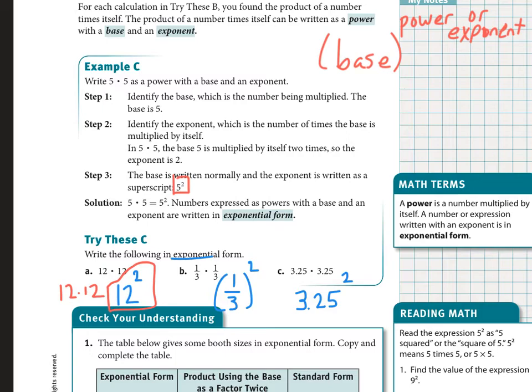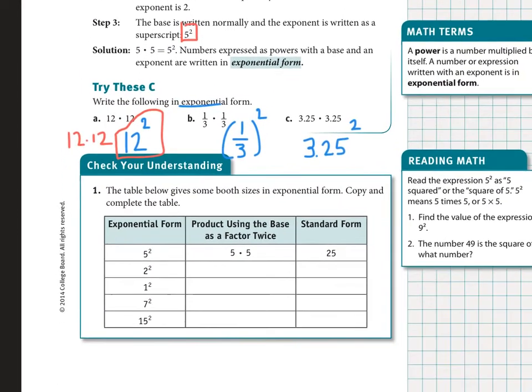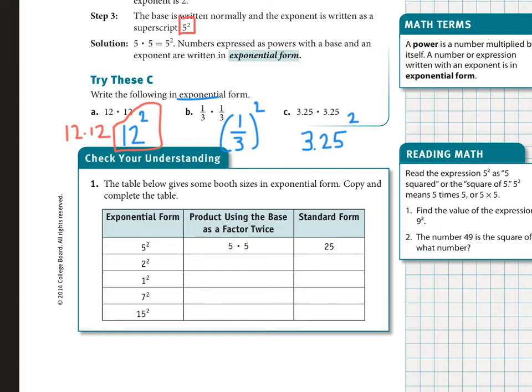Okay, let's look at the next problem down here and see if we can use it. The table below gives some booth sizes in exponential form. Let's copy and complete the table. This will be good practice for us. So the top row is done. 5 to the second power, we know that equals 5 times 5. Standard form value of that's 25. The next row, 2 to the second power. So the base is 2, and it's getting multiplied by itself a total of twice, equals 4.